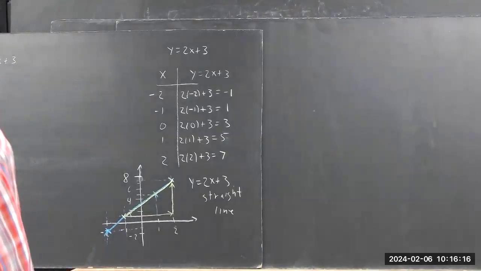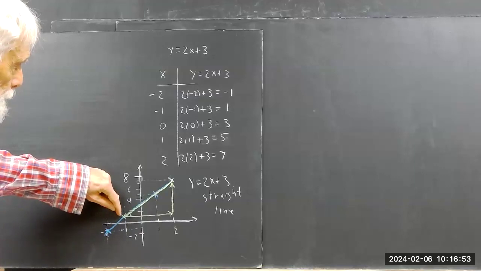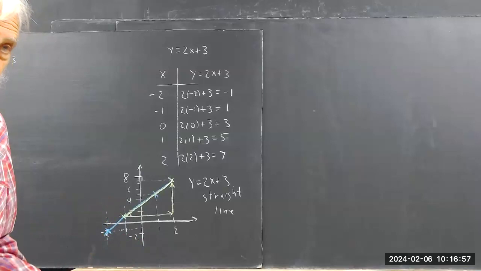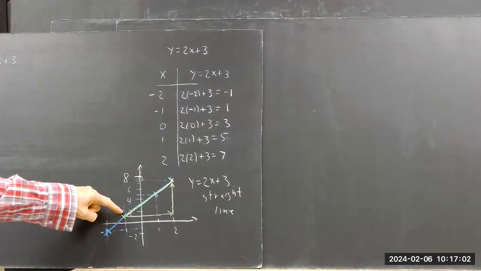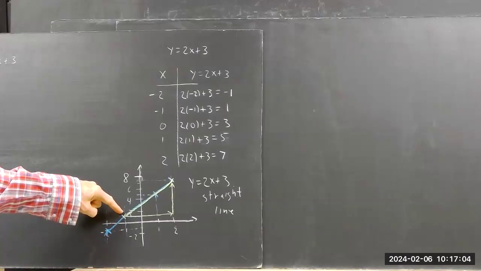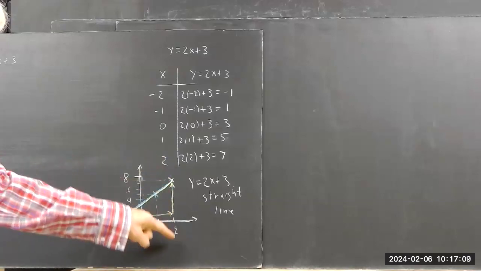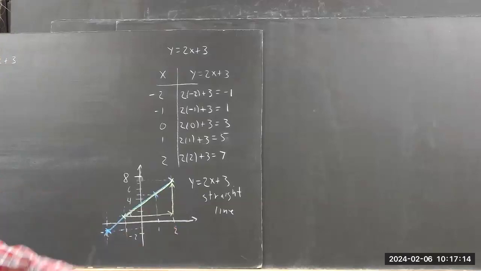Hold on. Okay, so again, how much does x change from this point over to here? How many units? Well, what's the x value here? -1, isn't it? And what's the x value over here? Well, it's clearly 2, right? So if we go from -1 to 2, how far do we go on the number line?